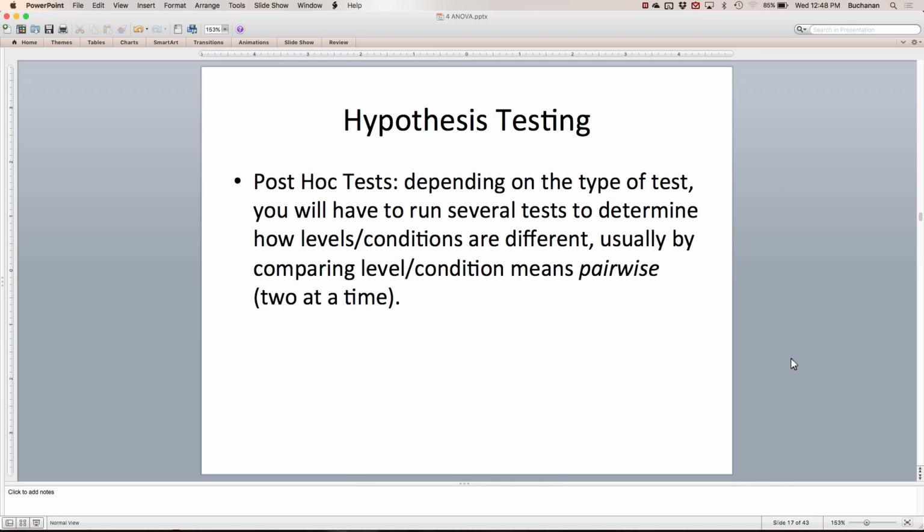Or I could test female left versus male left, female right versus male right. This is considered simple effects, which is really a misnomer because they're not the simplest thing to run. Or interactions.